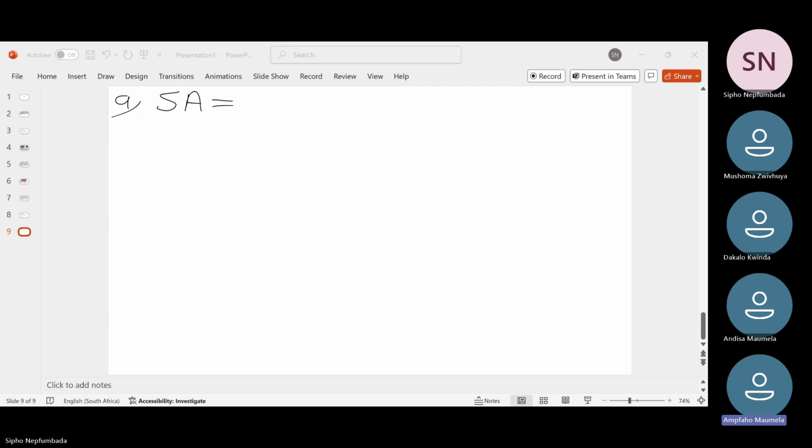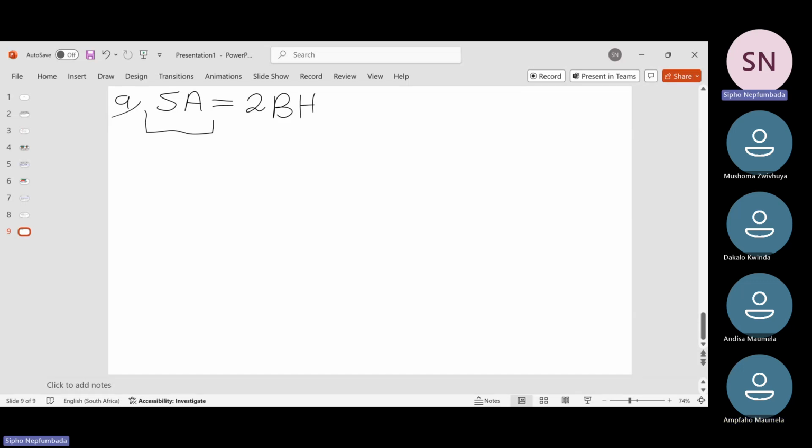Surface area is equal to 2 times BH. You know what? Why I was saying you are lying? You didn't tell us that SA equals to. So we were not sure what you are talking about. Okay, let's proceed. That's 2LH plus 2LB.